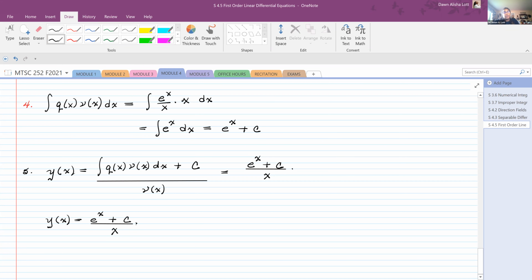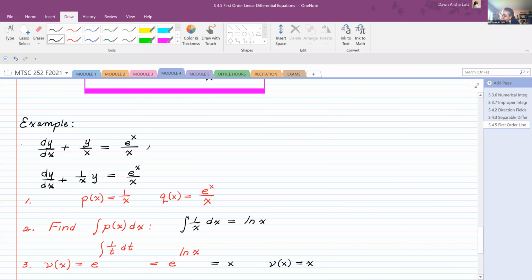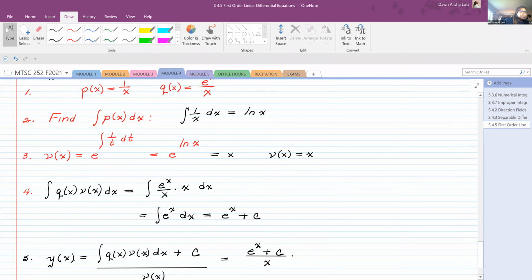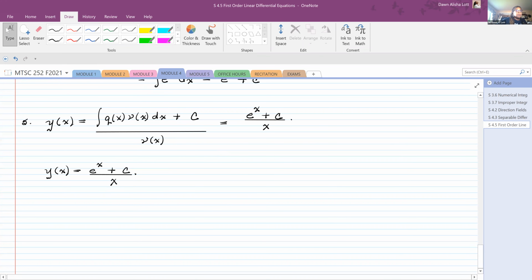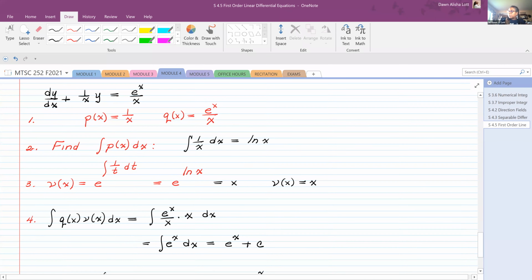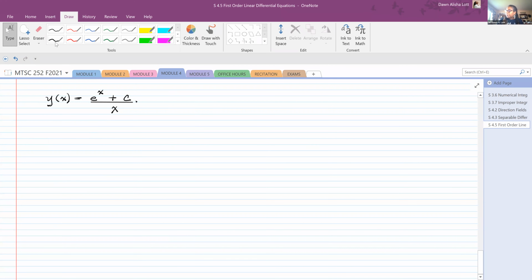And that's why they told me in the beginning of the problem, which I forgot to write down, that x is positive. X can never be 0. Okay. All right, here we go. Next problem.